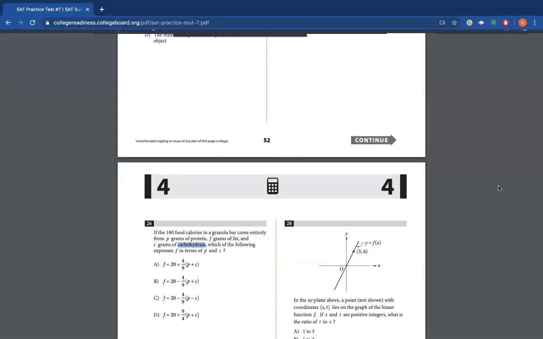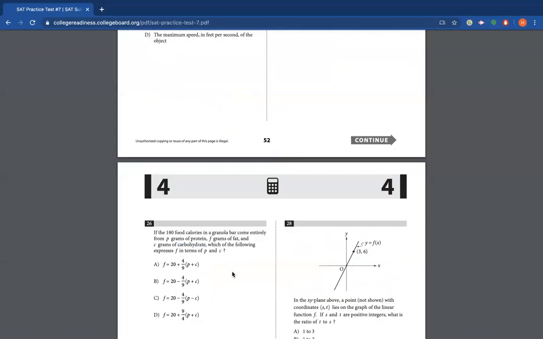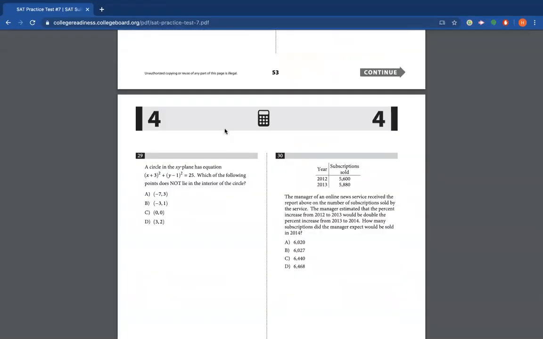Then, what's the last one? 29. In the equation of the circle, which of the following points does not lie interior to the circle? We just have to graph this one, the easiest way. This is going to have a center of -3, 1, because we take the opposite sign of what's given, and a radius of 5.